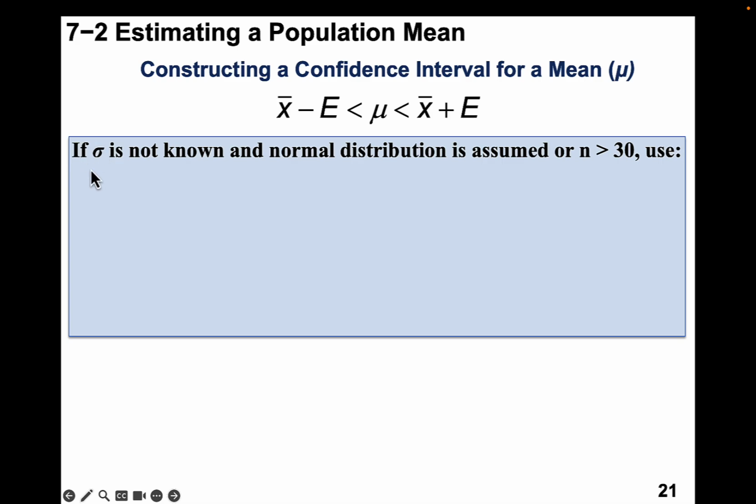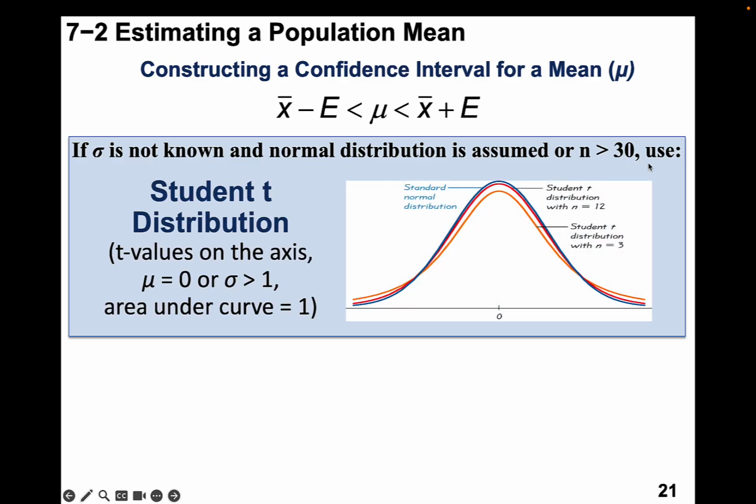If the population standard deviation sigma is not known and a normal distribution is assumed, or if our sample size n is greater than 30, then we're going to use a distribution called the student t distribution, which was derived from a group of students. The t values are on the horizontal axis. Mu equals 0. On sigma this time, though, it can be greater than 1. The area under the curve has to be a total of 1.